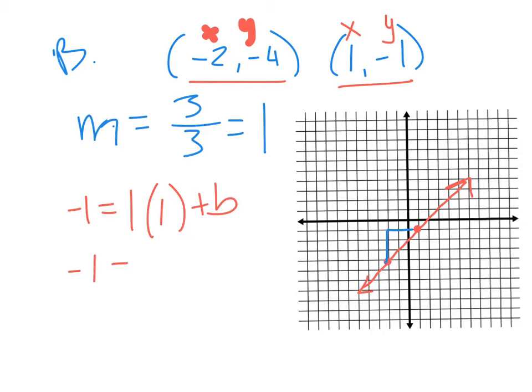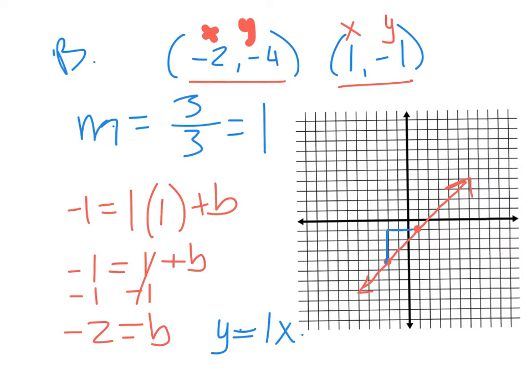Well, what's 1 times 1? 1. Good. So then I subtract 1. -1 going further negative goes to -2. Now if you look on my graph, which strangely has a perfectly drawn line, where did it cross at? -2. So we're good. So our equation is y equals 1x minus 2. Do I have to write the 1 in front of the x?